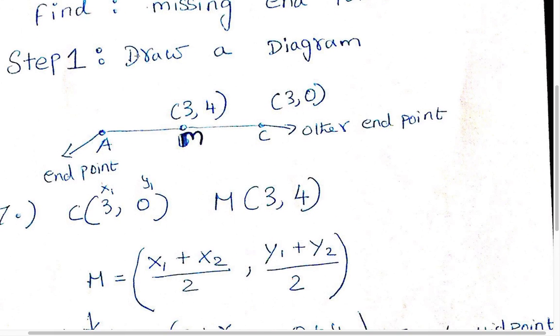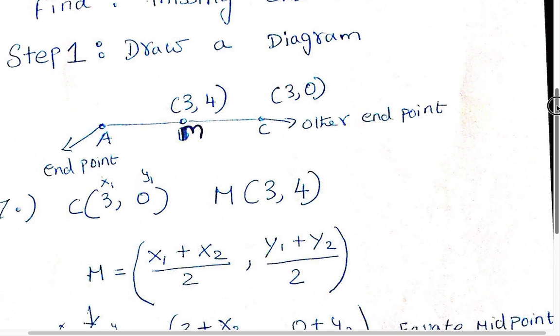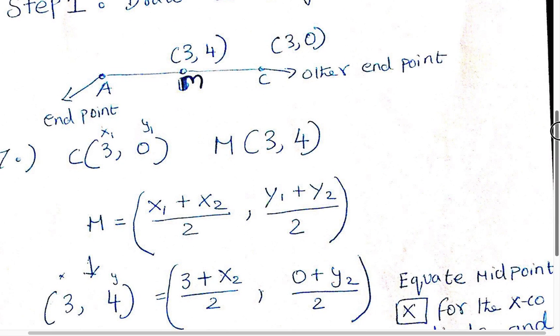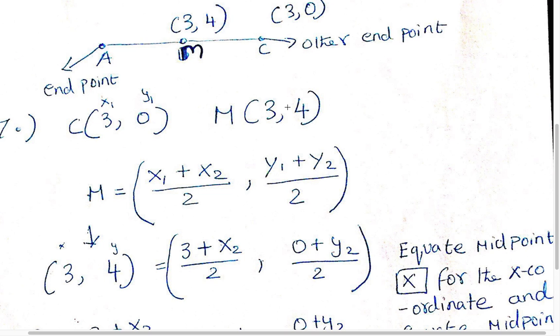Question number 7. Anytime you want to solve a problem, especially in geometry, you're going to draw a diagram. Draw a diagram that has 3 points. M is your midpoint and the midpoint is given. One endpoint is not given, so that's a big question mark. That's what you're going to find. C is another endpoint. They have their own coordinates. So I just wrote it out. And question number 7 says the point C is (3, 0) and your midpoint is (3, 4).